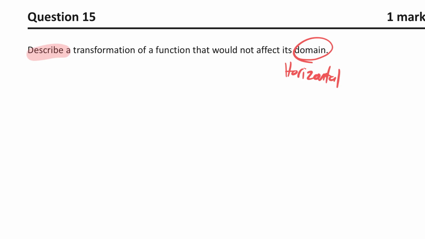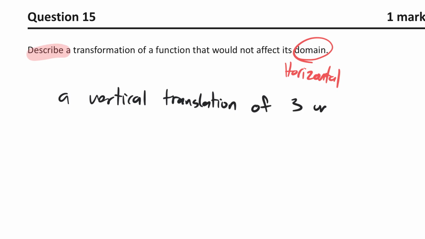So let's write one. We could say a vertical translation of maybe 3 units up. Is that a transformation that would not affect the domain? Certainly. Or you could say any number of other options. You could say a translation down, you could say a vertical stretch, or even a vertical reflection. Those would all be correct answers.